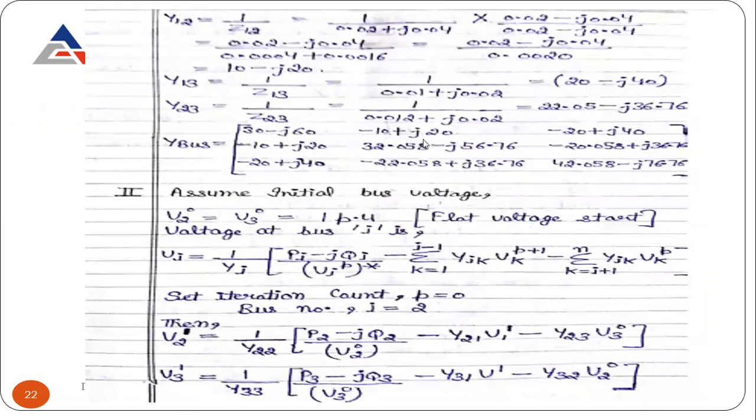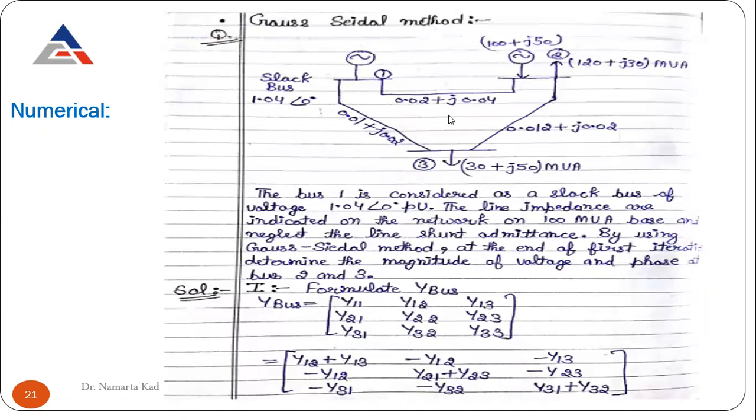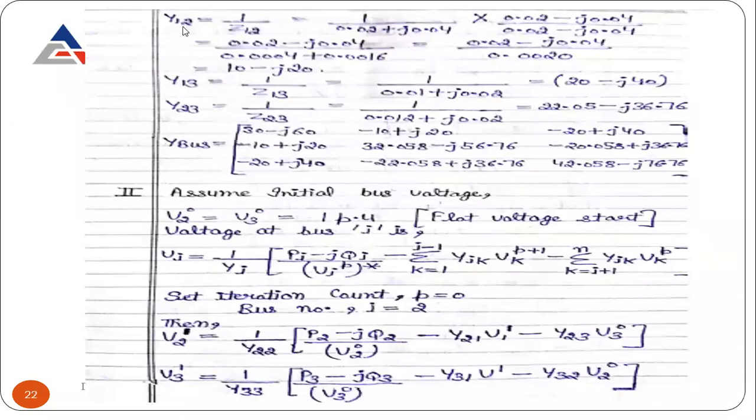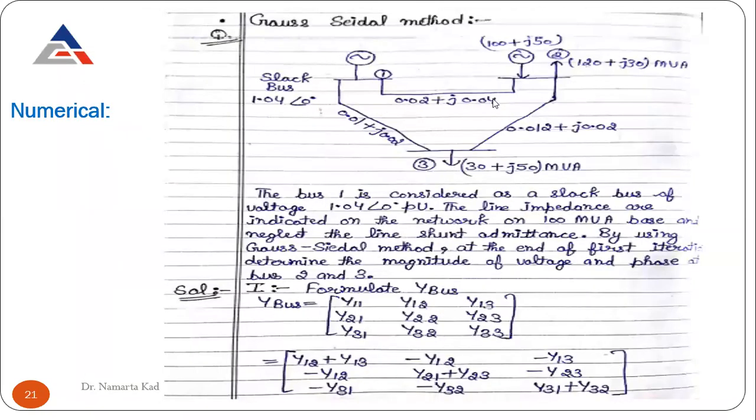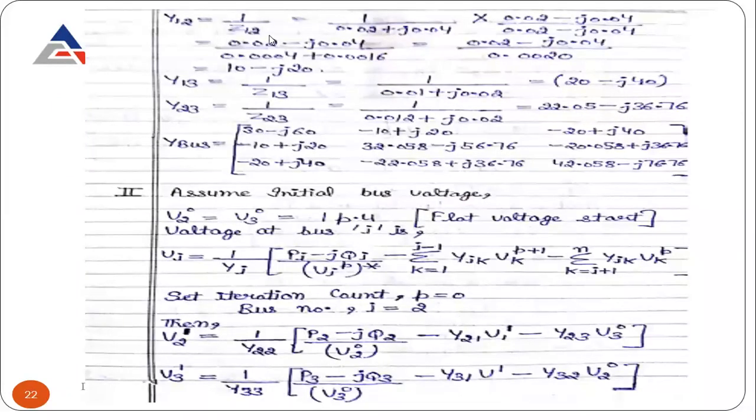So what is now Y12? The data given in the question is in the form of impedance. Here it is written: the line impedances are indicated on the network. So this one is impedance, but our requirement is for the admittance. So firstly, you have to convert this impedance data into the admittance data. See here, Y12 comes out to be 1 upon Z12. So what is Z12? That is connected between bus number 1 and bus number 2. So this 0.02 plus j0.04 is your Z12. Take the reciprocal of this and you get Y12.